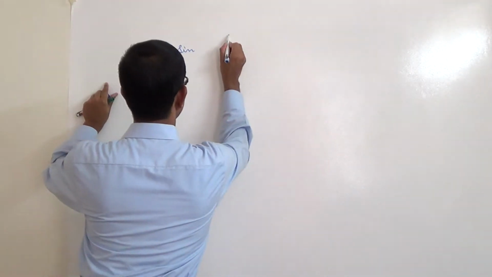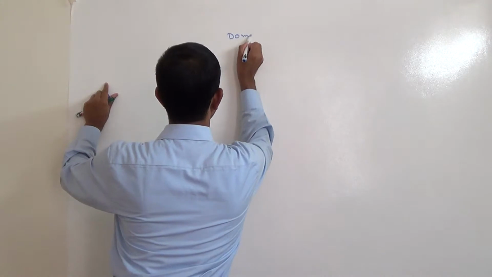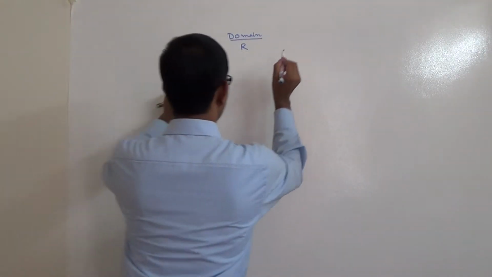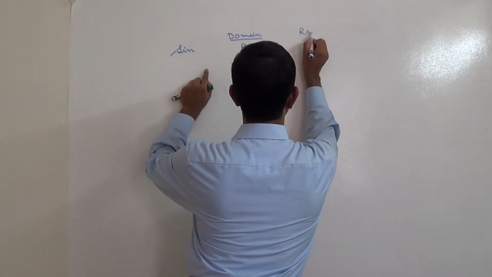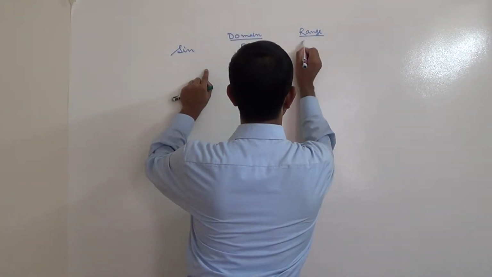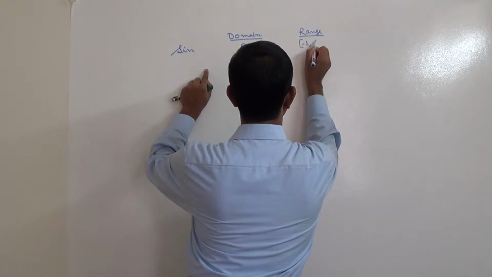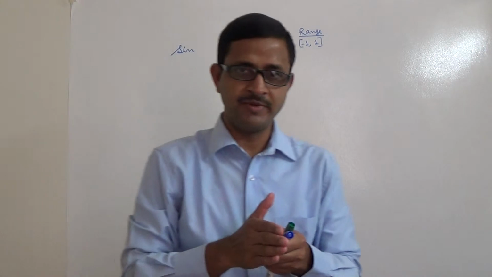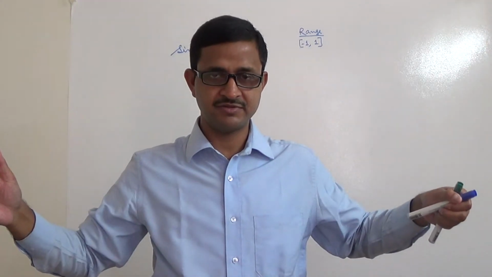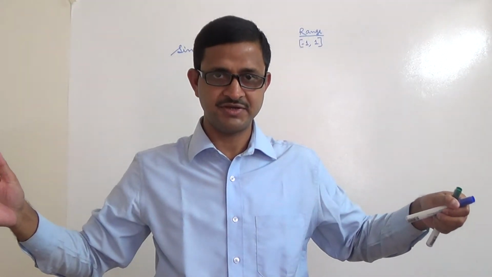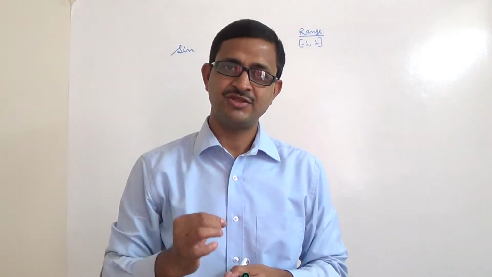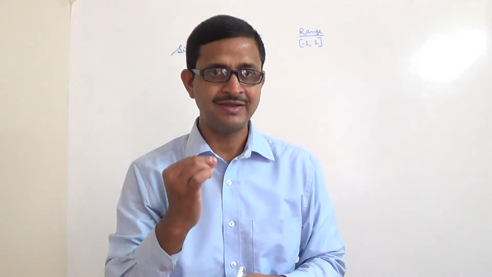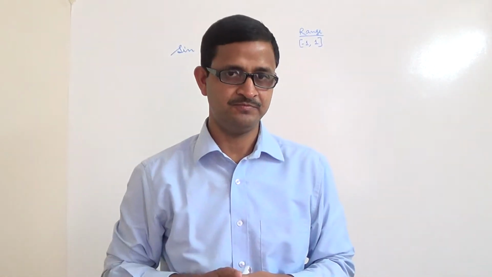The function sine has as its domain the set of all real numbers. And what is the range? The range is the closed interval -1 to +1. That means its domain is the entire real number set, and the values of sine are always in between -1 and +1, including -1 and +1.